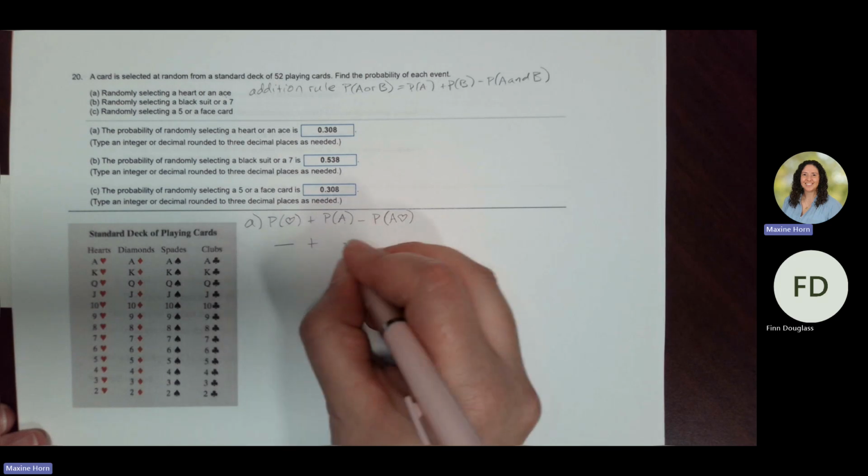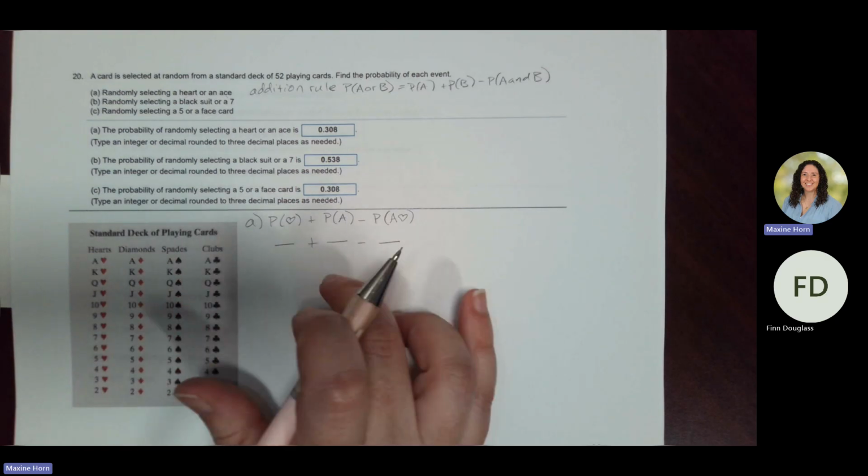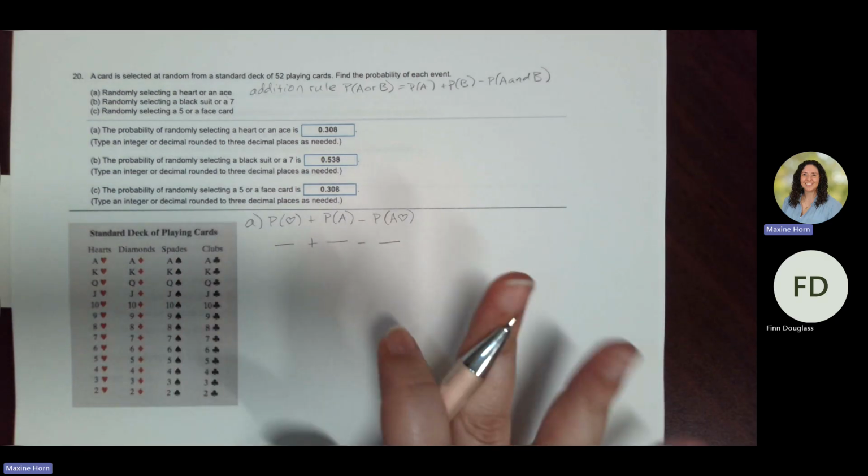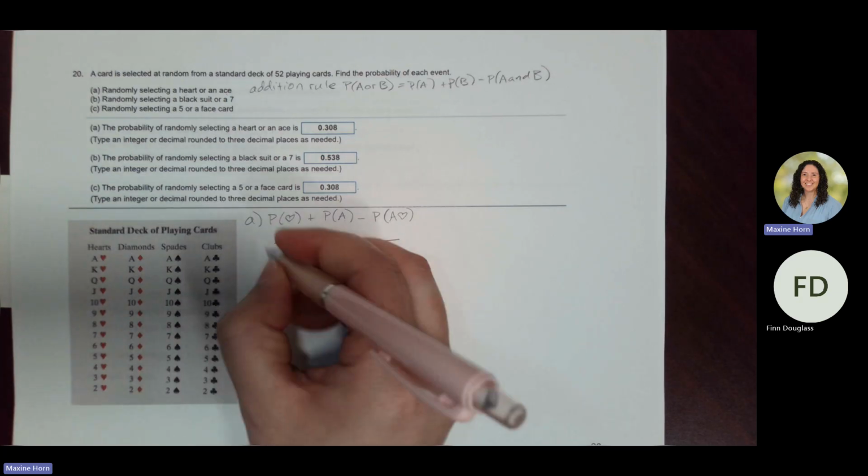Okay, so let's find the probabilities of each of these things individually. They're each going to have fractions. And we're not doing something like pulling a heart and then pulling an ace and then pulling an ace of hearts. We're not doing that. We're just looking at each of these three things separately. So the denominator for each of these is going to be 52.